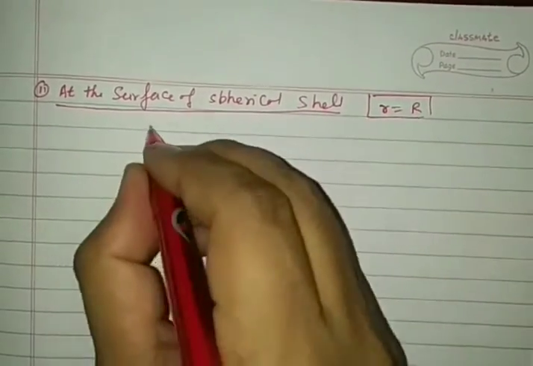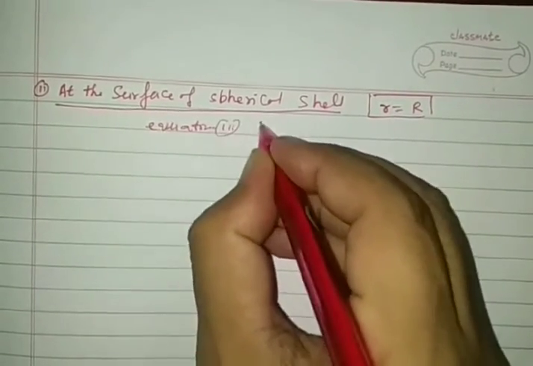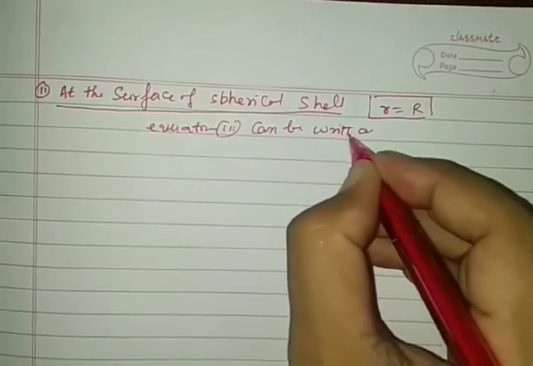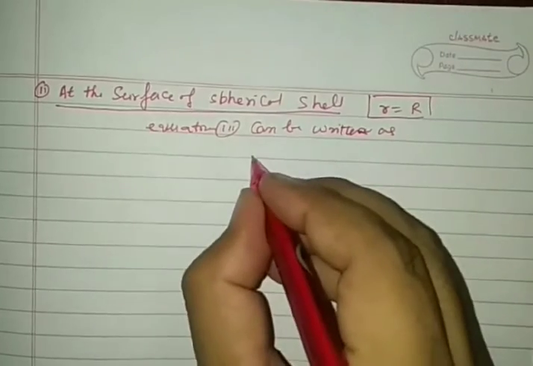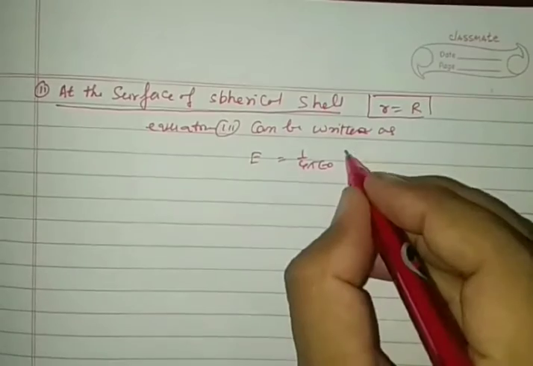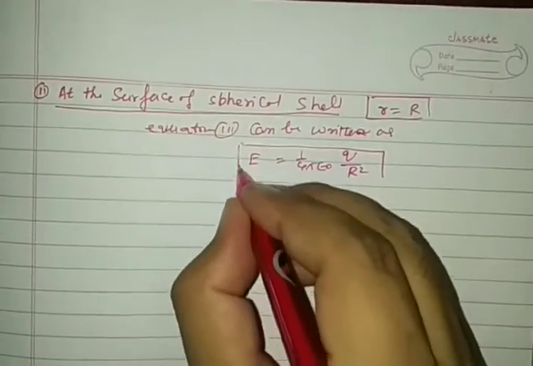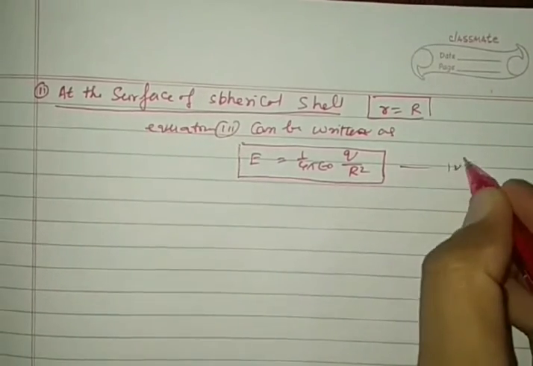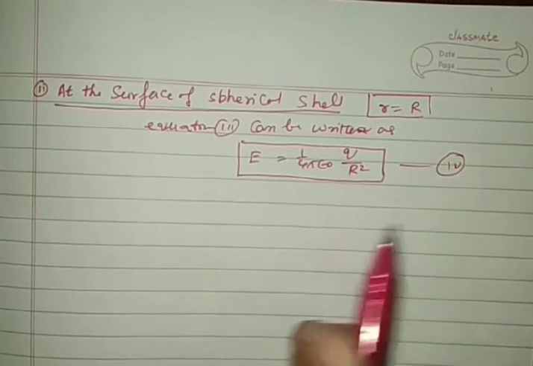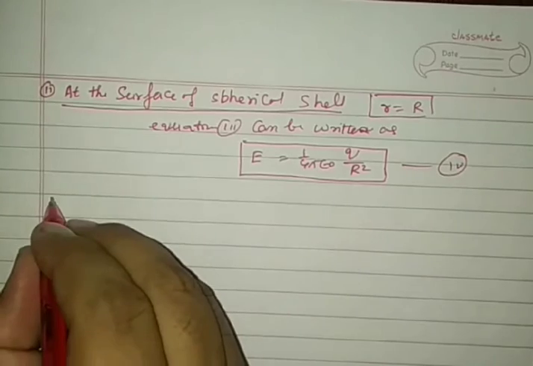In that condition, equation 3 can be written as E is equal to 1 upon 4 pi epsilon 0 Q by capital R square. This is equation number 4. It is applicable at the surface of a spherical shell. Right? Now see the last one.